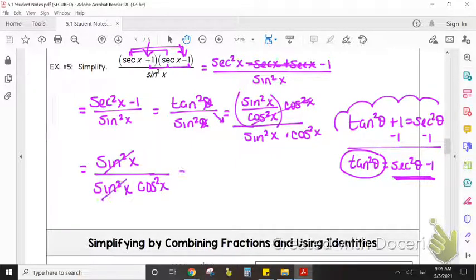Sine squares cancel. We're left with 1 over cosine squared of x. And we know that 1 over cosine squared of x is secant squared of x.